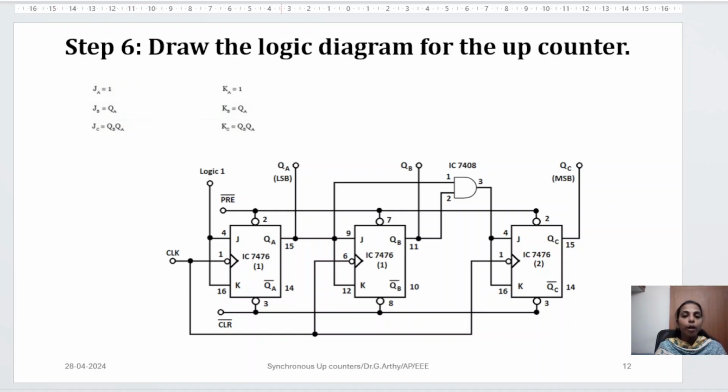And with these inputs, we will get the counted value here, QA, QB, and QC.